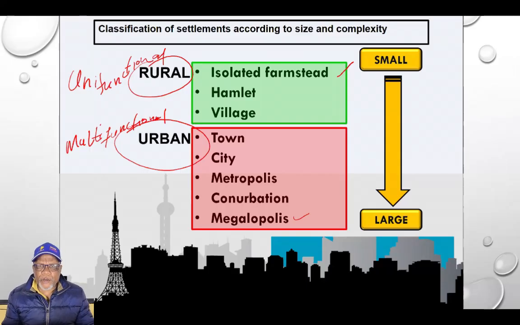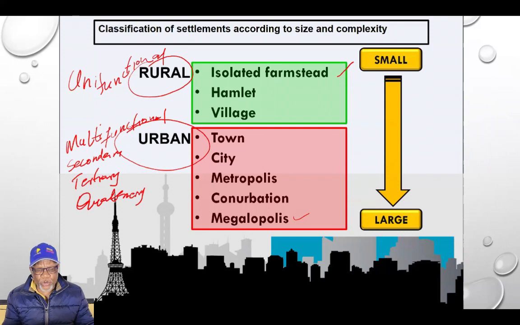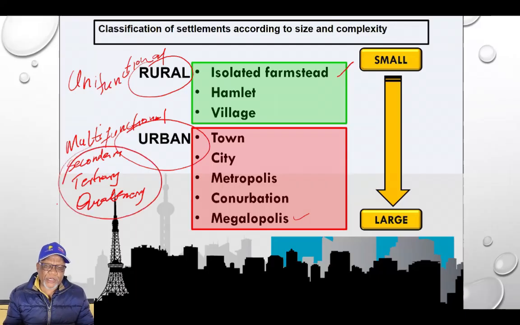So what do we mean by multifunctional? There is more than one economic activity, and the economic activities happening in urban settlements will be your secondary, which is manufacturing, your tertiary, as well as quaternary. However, quaternary could also be practiced in any other place except for rural areas, because this is your research, your laboratories. They can be located anywhere. However, you must know what is meant by multifunctional.